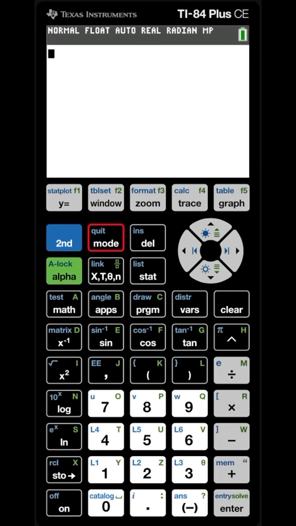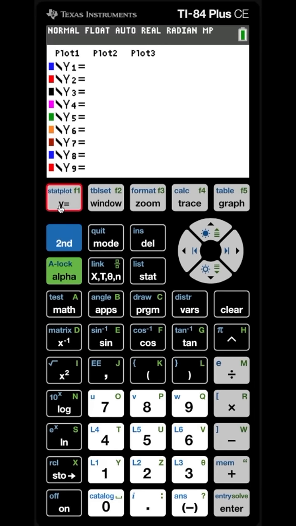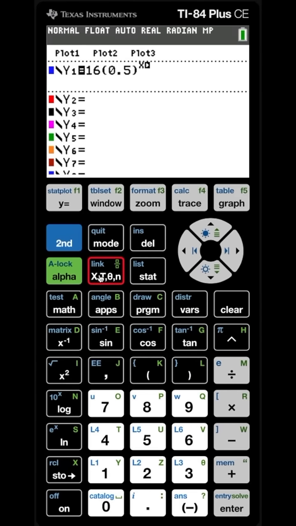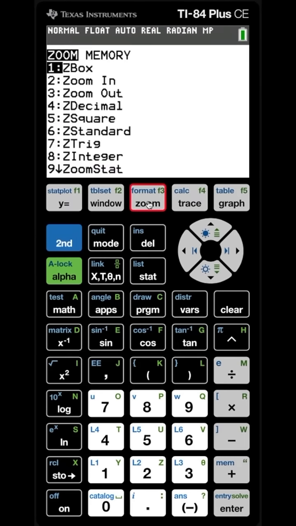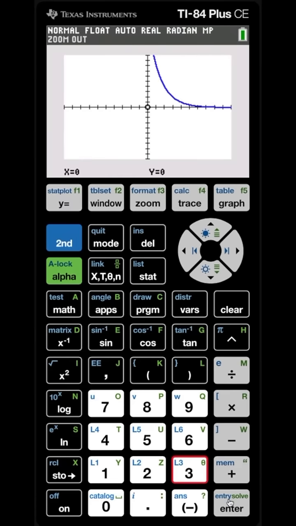So the first thing that I'm going to do right away is get my graphing calculator, and we're going to put this equation into y equals. So I'm going to type 16 parentheses 0.5 raised to the power of x. Okay, and then I'm just going to go ahead and graph this. And I'm just going to zoom out really quick so I can see it a little bit better. All right, so now we can see our graph. Let's go ahead and go through the answer choices.